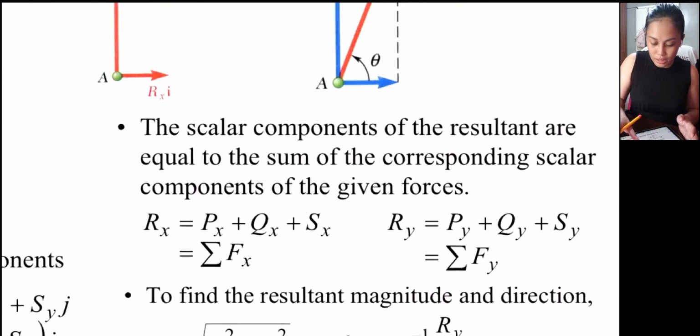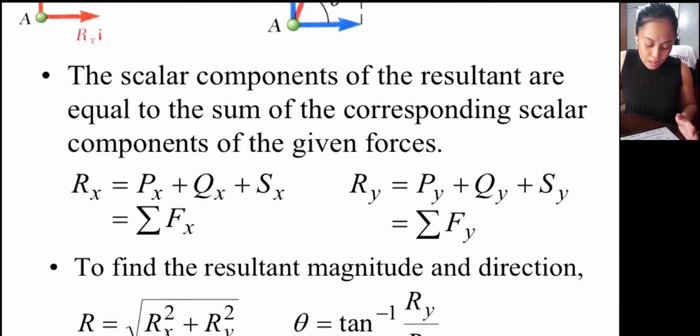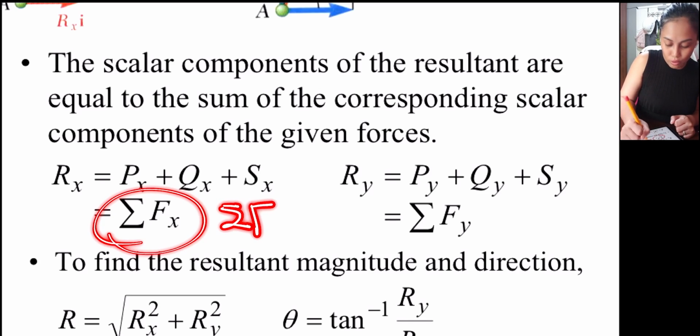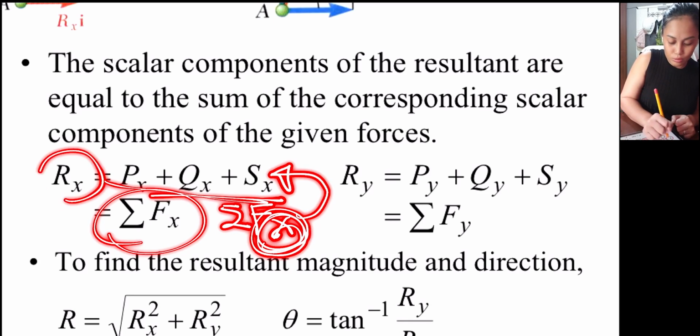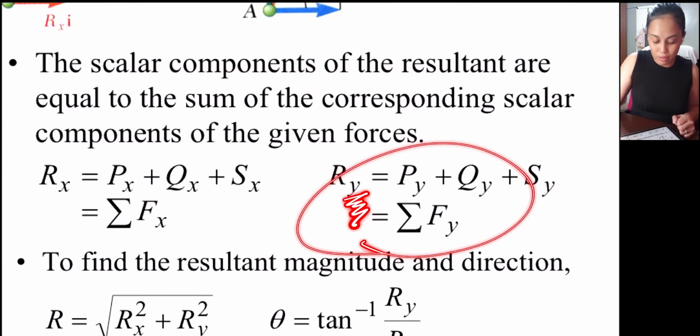So the scalar components of the resultant are equal to the sum of the corresponding scalar components of the given forces. The scalar components of the resultant equal the sum of all the scalar values of the forces given in your problem. Or we can say that the summation of all the forces along x equals the scalar component of the resultant force along the x-axis. The same way applies along y.